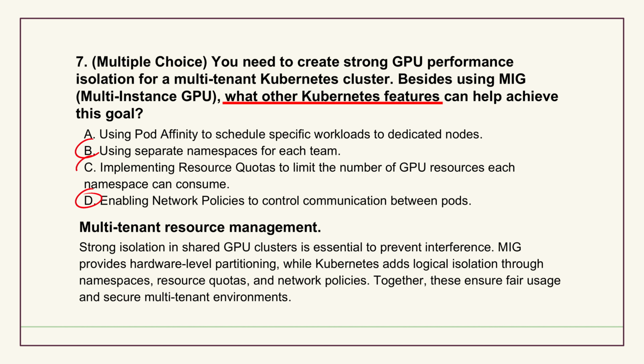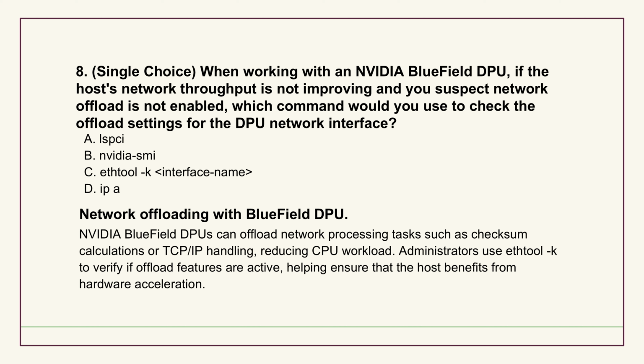NVIDIA BlueField DPU and network offloading. All right, let's shift gears a bit. Let's talk NVIDIA's BlueField DPUs, data processing units. These are all about offloading network tasks from the main host CPU, right, to free up those cores for the actual AI work. So let's say you suspect your host's network speed isn't improving like it should, maybe because network offload isn't actually enabled on the DPU interface. How do you check that?